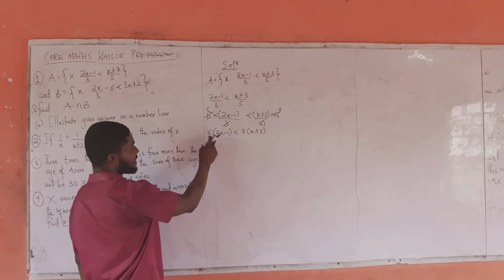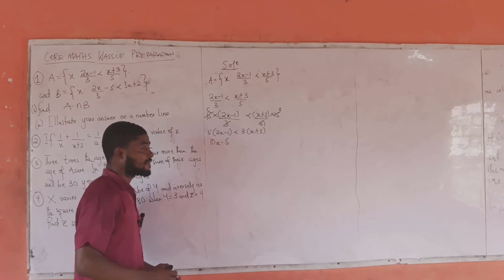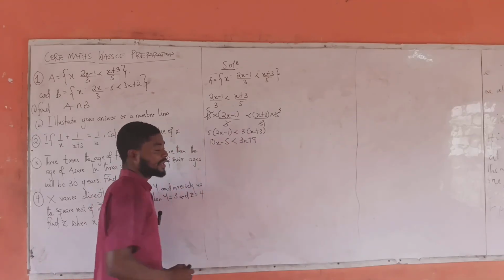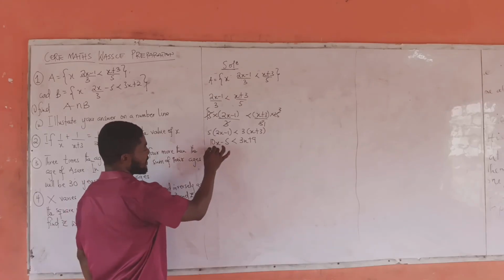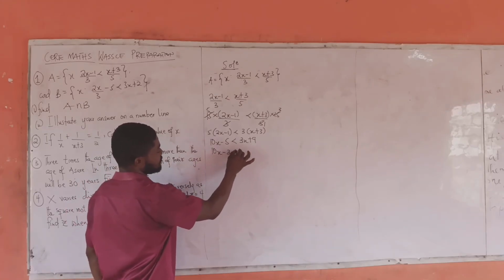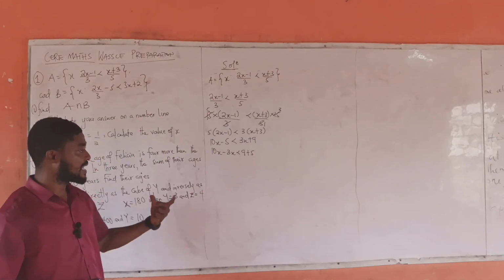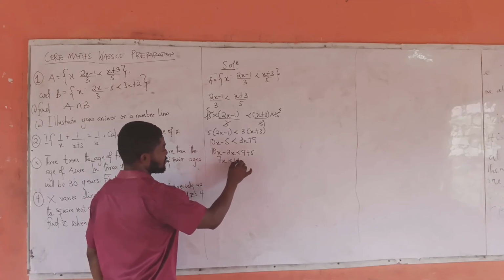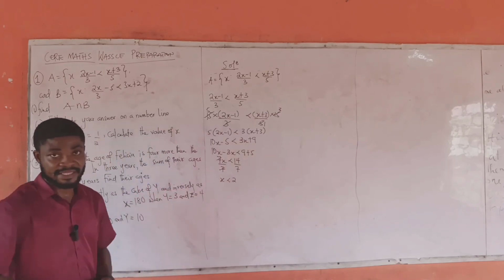So I proceed: 5 times 2x gives me 10x minus 5, and 3 times x plus 3 gives 3x plus 9. So I simplify this side, grouping like terms. I get 10x minus 3x, which is less than 9 plus 5. So I have x is less than 2.